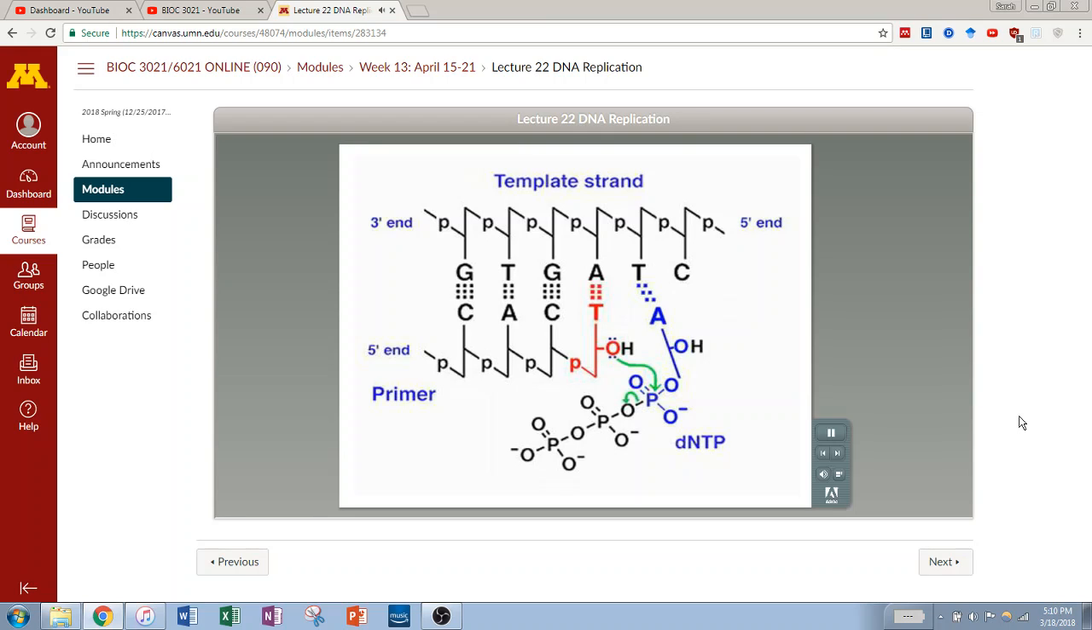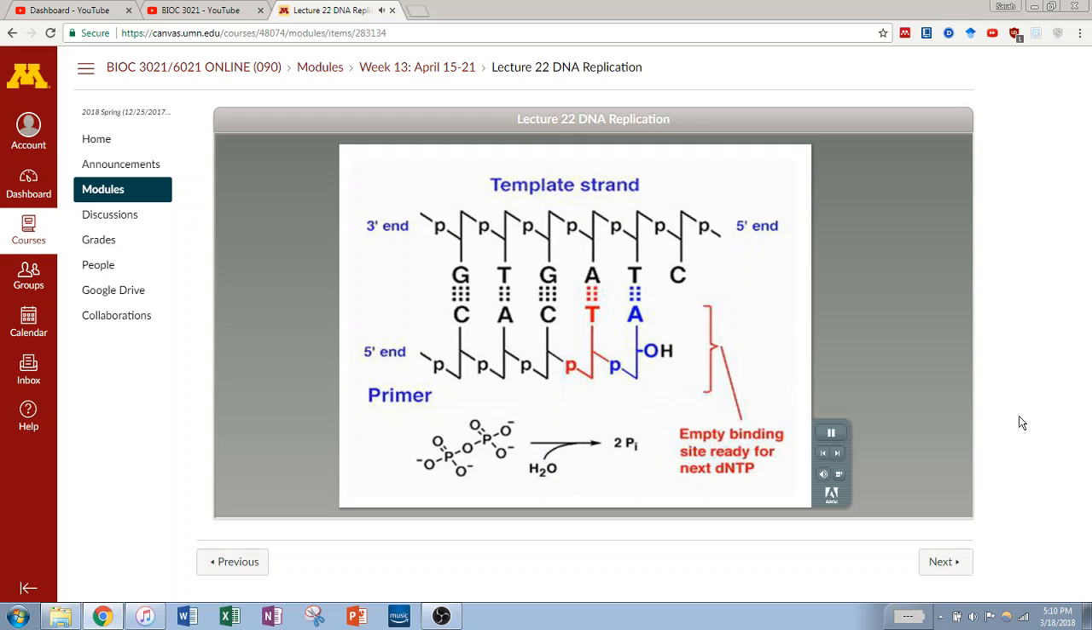The A of the dATP will hydrogen bond with a complementary T residue on the template, resulting in AT base pairing. The 3' hydroxyl group of the primer will then carry out a nucleophilic attack on the phosphorus atom of the alpha phosphate of the dATP. That nucleophilic attack forms a phosphodiester linkage with the alpha phosphate residue of the dATP and releases inorganic pyrophosphate.